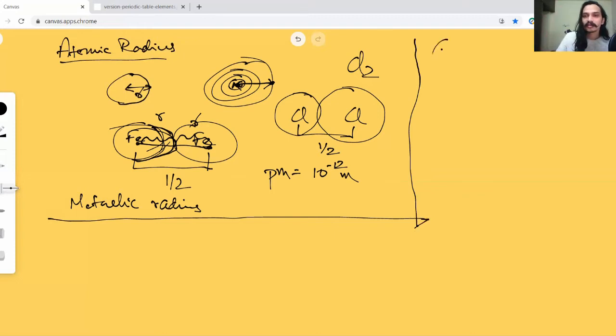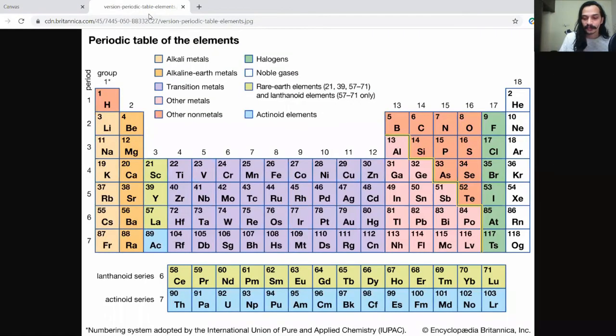Okay, so first let's talk about down a group. Let's take a look at one of the groups over here. One of the groups that we have over here, let's talk about hydrogen, lithium, sodium, potassium. This first group is the alkali metals group.